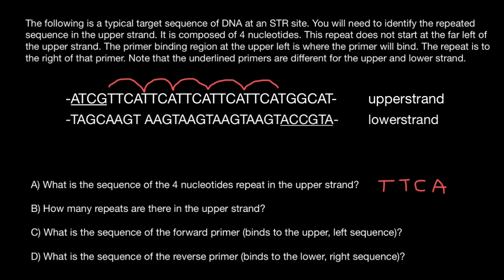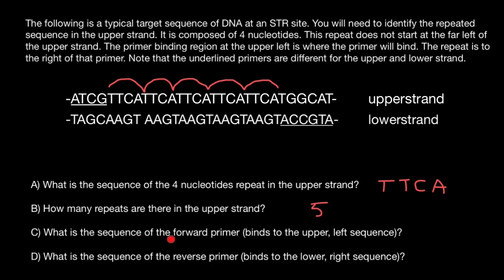And next question: how many repeats are there in the upper strand? Again, we have 1, 2, 3, 4, 5 repeats. And by the way, that also means that in the lower strand we have the same repeat, but with different nucleotides, and still we are going to have 5 repeats. Because of the complementarity, here we are going to have a repeat of AAGT, AAGT, and so on. Now let's move to question C.